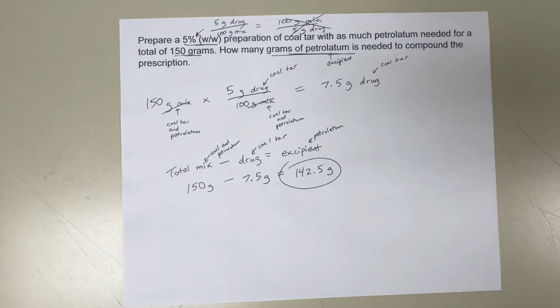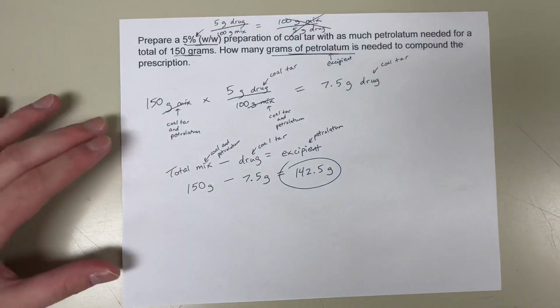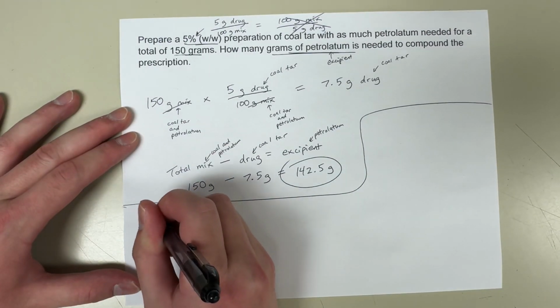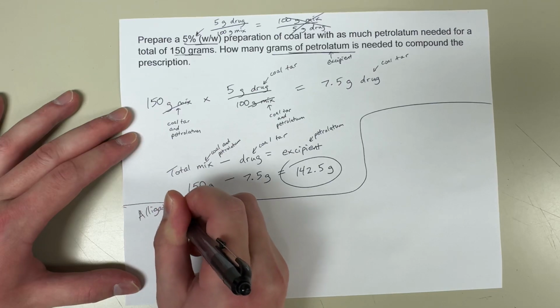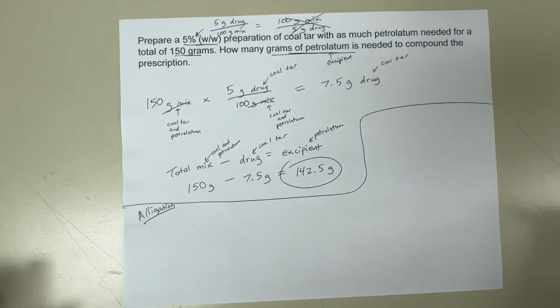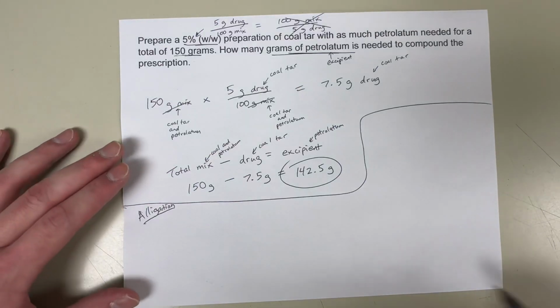So if you know how to do it this way, then you can stop the video. But I'm going to show you another way of how to do it by allegation. I mean, if you're really good at math, you should do it both ways to double check your work real quick. And then if you get the same answer, then you know for sure the answer is correct.